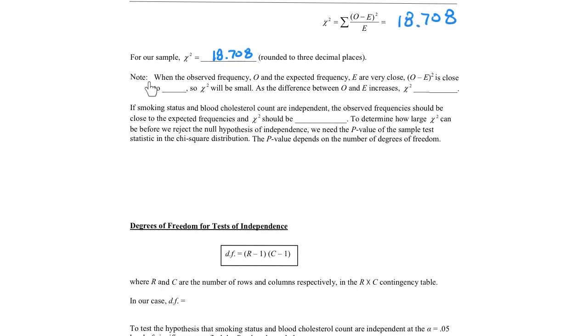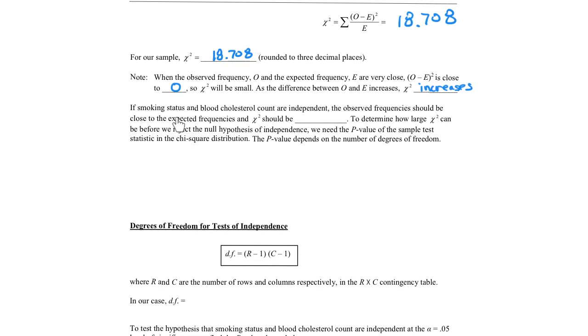All right, so this is what this is saying here. When the observed frequency and the expected frequency are very close, (O minus E) squared is close to 0. So chi-square will be small. As the difference between O and E, the observed and expected, increases, chi-square increases.